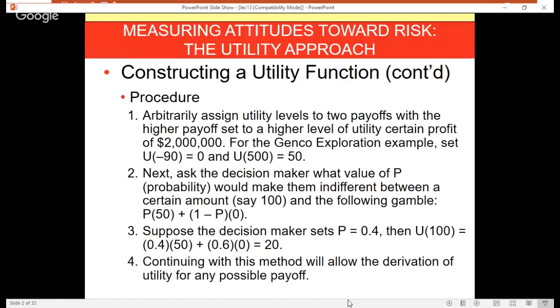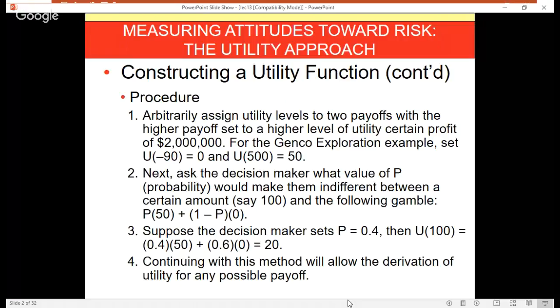In this case, what I'm going to do is take Genco. I'm going to take these payoffs, and I'm just going to use the highest, which is 500K, and the lowest, which is 90K. I gave probabilities over here, but here I'm not going to do it yet. I'm just going to call it P and 1 minus P.